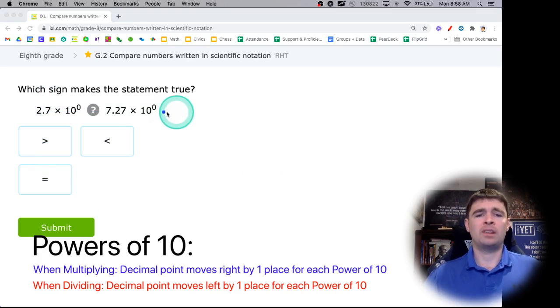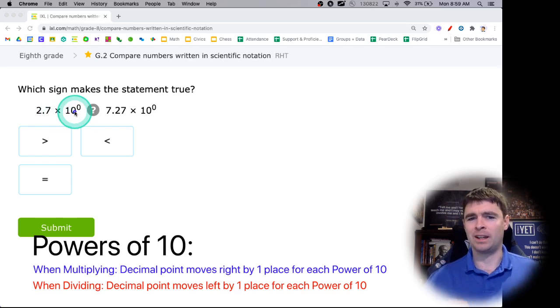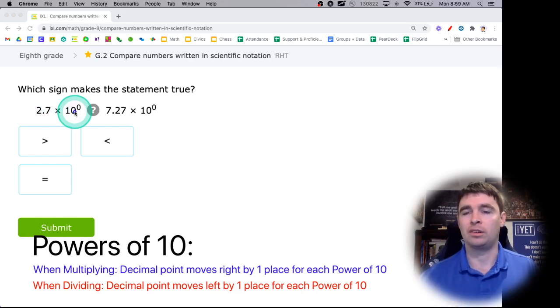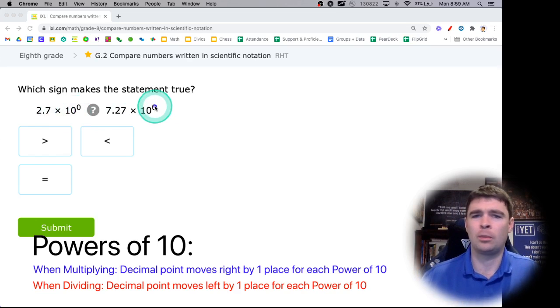Alright, now this time we see they have the same powers of 10. They're actually not going to be multiplied by any 10s or divided by any 10s. They're going to be multiplied by 1. That's what the power of 0 makes. So really the powers of 10 don't matter at all here. They're the same and not changing the coefficients.